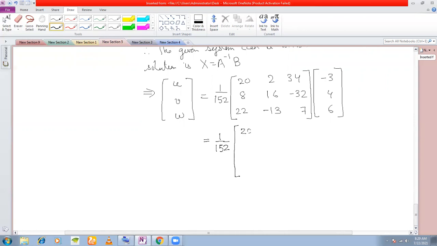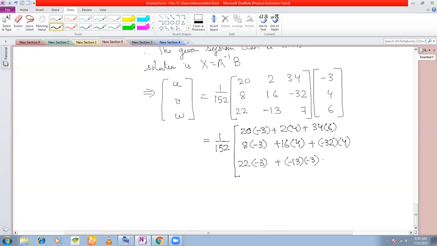First row, first column. 20 into minus 3, plus 2 into 4, plus 34 into 6. Next, second row, first column. 8 into minus 3, plus 16 into 4, plus minus 32 into 6. 22 into minus 3, plus minus 13 into 4, plus 7 into 6.